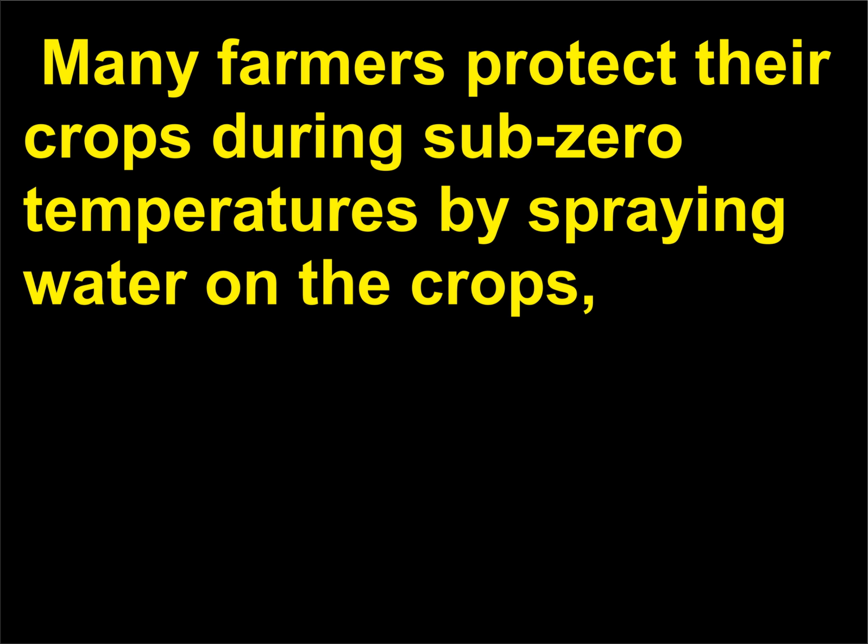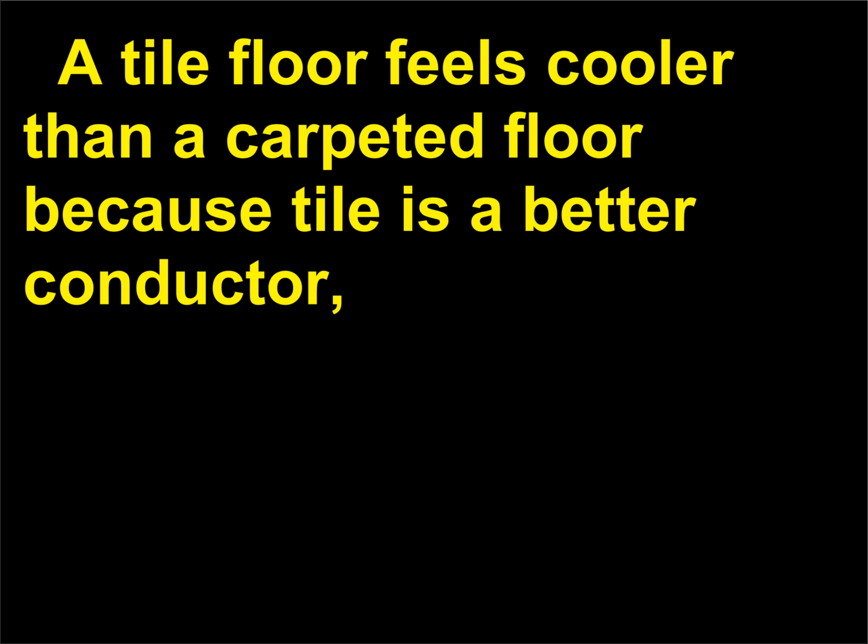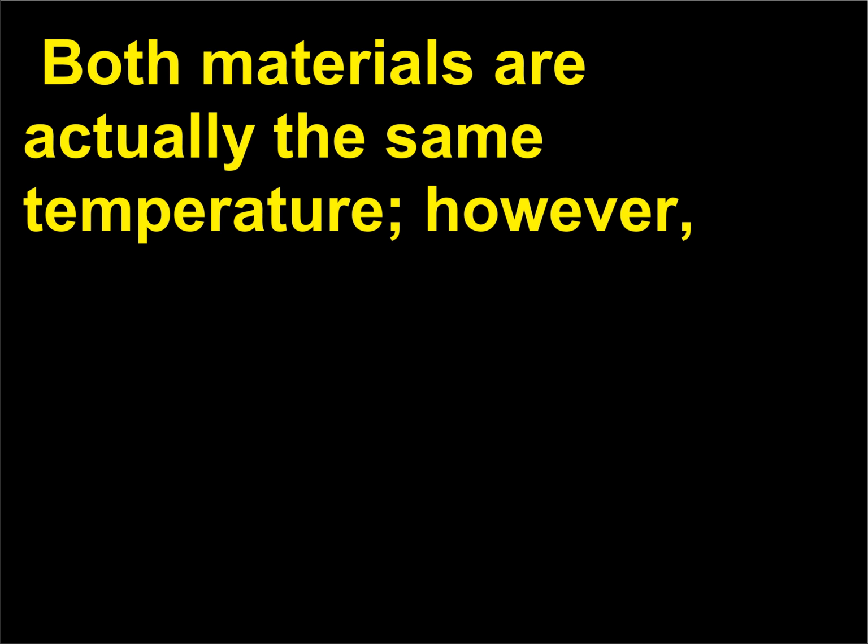Many farmers protect their crops during sub-zero temperatures by spraying water on the crops. And when the water freezes, the plants are insulated by the poor conductive properties of the ice. A tile floor feels cooler than a carpeted floor because tile is a better conductor of heat. Both materials are actually the same temperature, however.